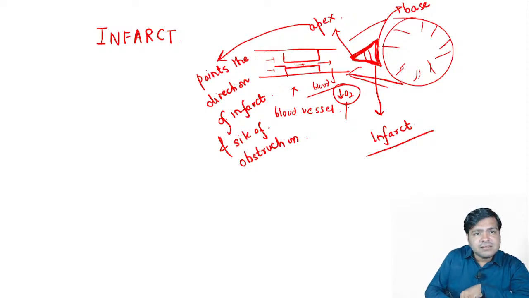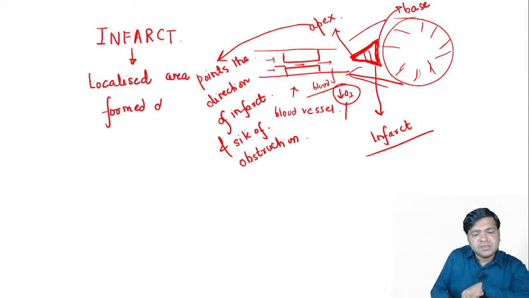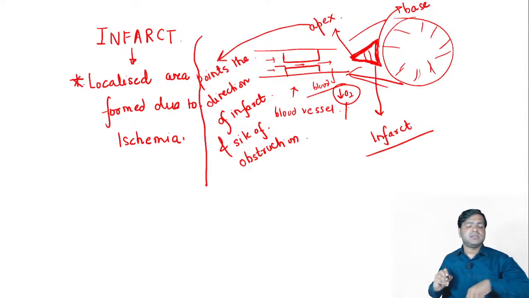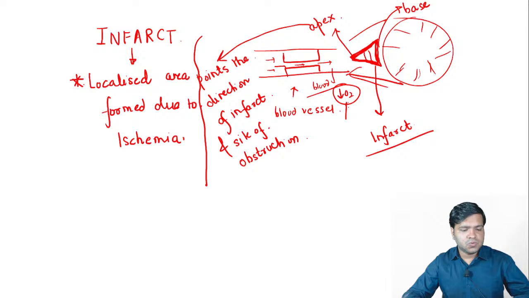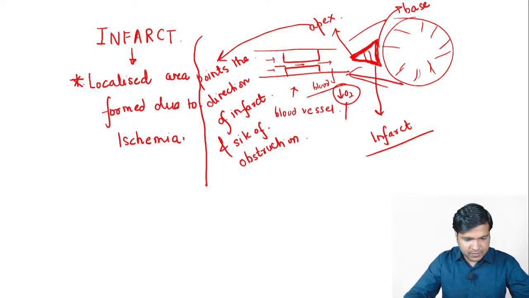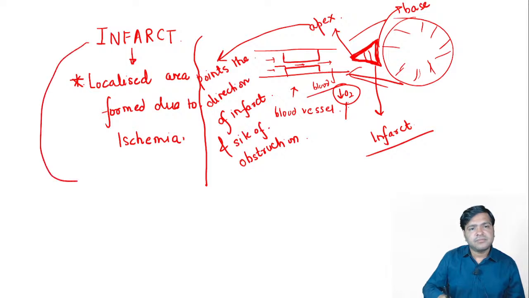Okay, and an infarct is basically nothing but a localized area formed due to ischemia. Now, we have two types of infarct. We have white infarct and we have red infarct.